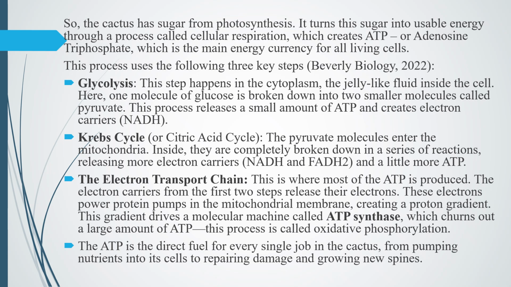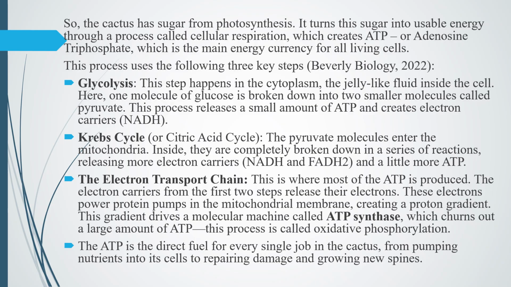The first one is glycolysis. This step happens in the cytoplasm, the jelly-like fluid inside the cell. Here, one molecule of glucose is broken down into two small molecules called pyruvate. This process releases a small amount of ATP and creates electron carriers, the NADH.